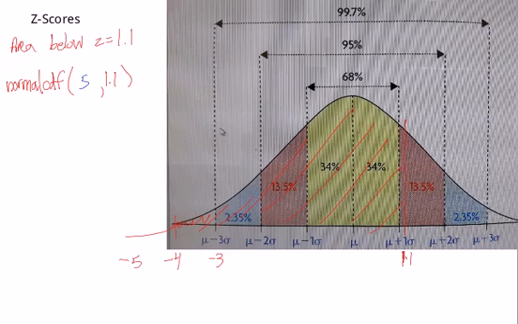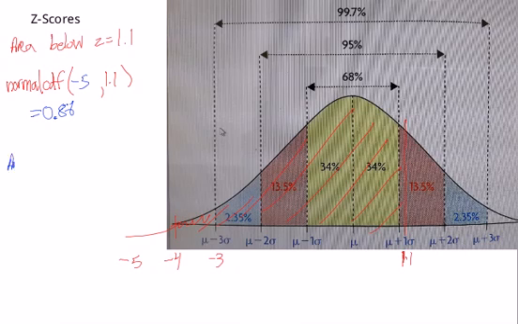So we would go on our calculator. We would do normal CDF and put in from negative 5, we want to go all the way to the bottom, so negative 5, comma 1.1, hit enter, and it gives us 86%. So 0.86 or 86%. And then once again, if we wanted to know that for 50 people, just times it by 50. So the same thing works as well.